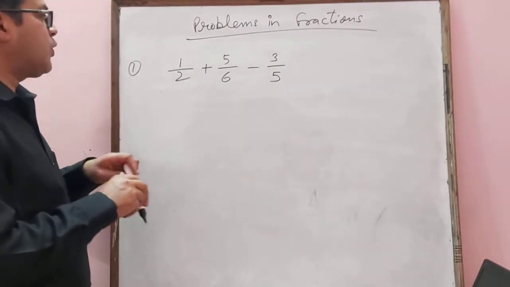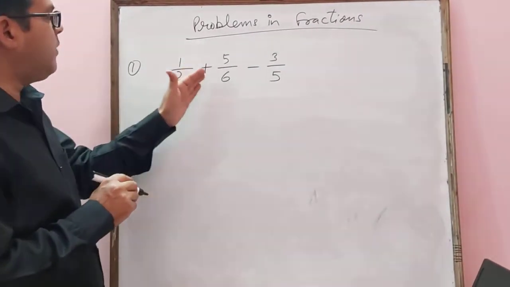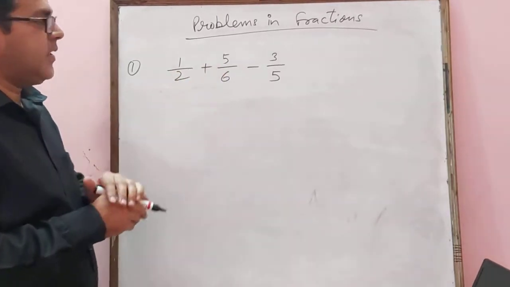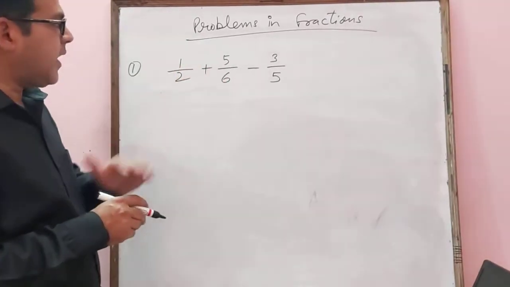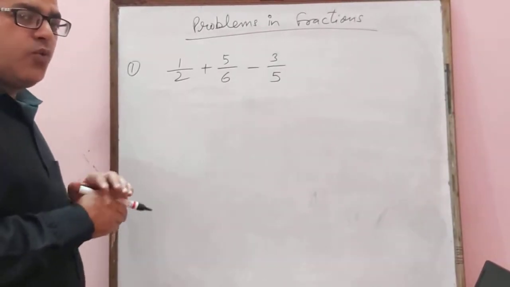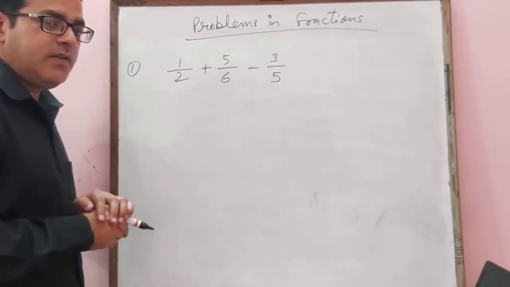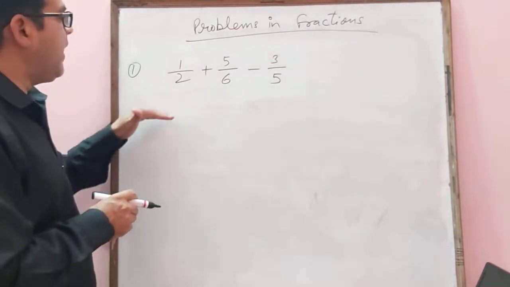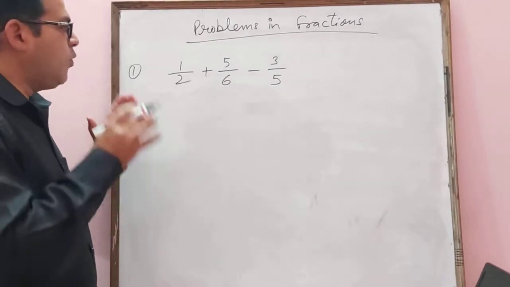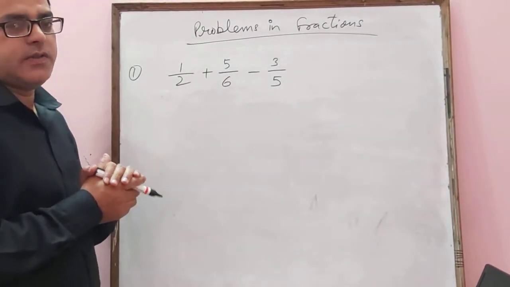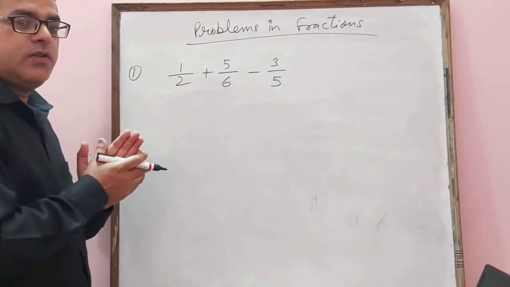We have to solve this one: 1 by 2, plus 5 by 6, minus 3 by 5. Right? So addition and subtraction are given there. What is the basic rule of addition and subtraction in fractions? We need to make denominators the same. If denominators are not the same, we have to make them the same. This is the very first rule. Just recall this please.